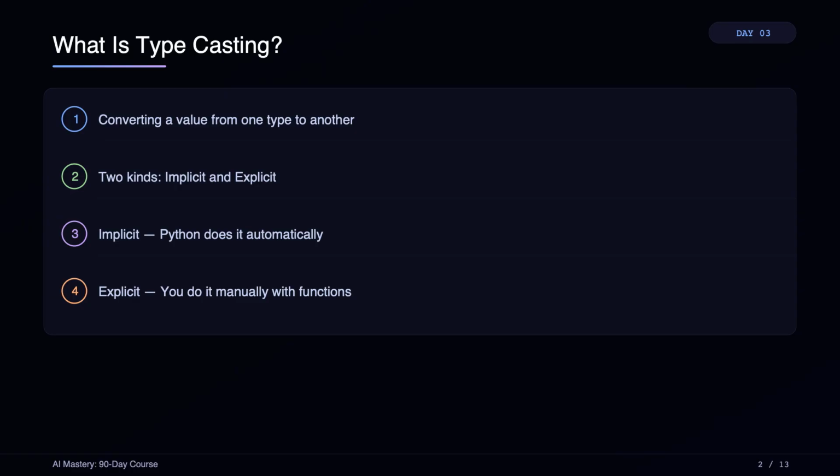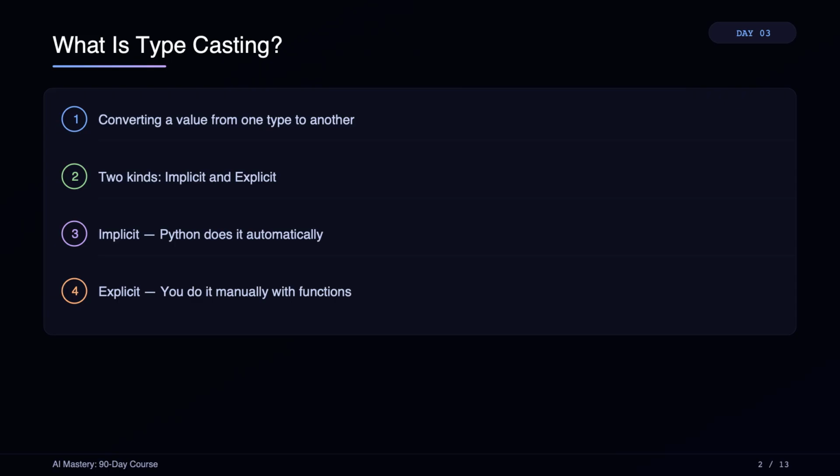The second kind is called explicit casting, and this is where you step in and manually tell Python to convert a value. You do this using built-in functions: int to convert to an integer, float to convert to a float, str to convert to a string, bool to convert to a boolean, and list or tuple to convert sequences. Explicit casting is something you will do every single day as a Python developer, especially when working with user input, file reading, API responses, and data processing for AI applications.